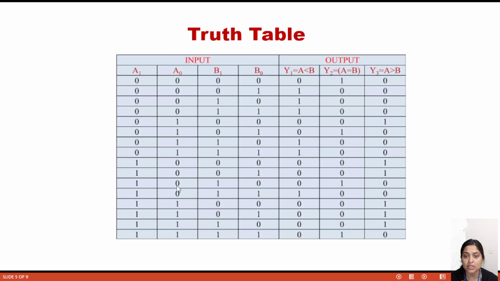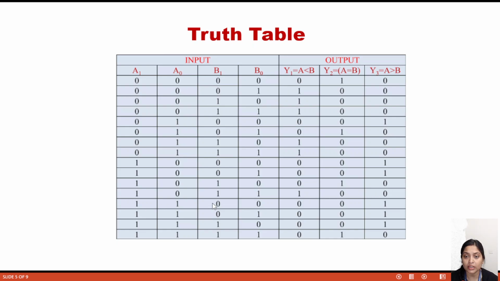Then again 1 0 1 0. Here both MSBs and LSBs are equal. So here A equals B. Then next 1 0 1 1. Both MSBs are equal, so we will go to the LSB. Here A0 is 0 but B0 is 1. So here A less than B. So here we will put 1, other positions 0.